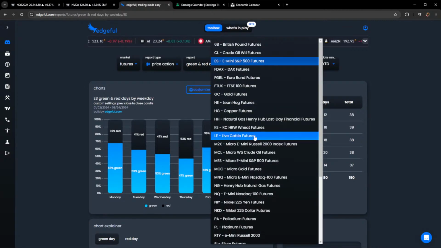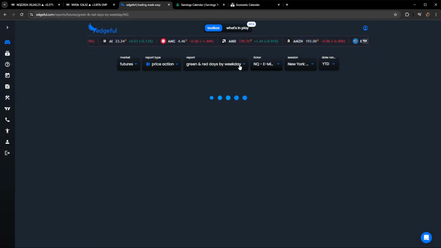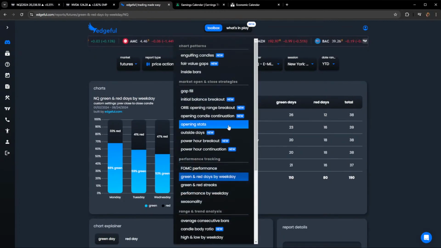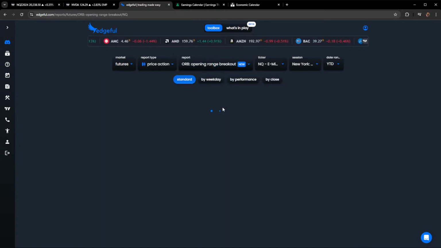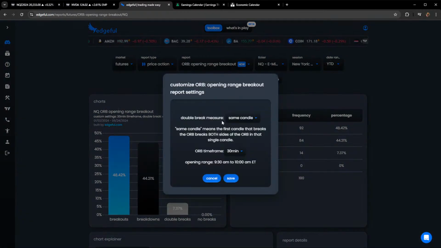I want to see what these stats are on NQ right now. Interesting on the weekday. So I was talking about this opening range breakout. Year to date, this is just New York session. I have it set here. 30 So just to show you guys real fast.